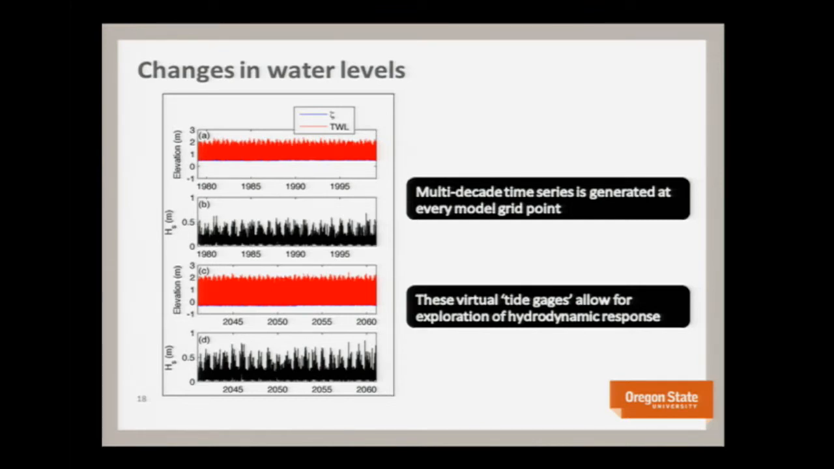What you have to remember is that we've got this computational grid which is made up of tens of thousands of grid points. At every single grid point, we now basically have a multi-decadal time series with a resolution of just a few minutes of what's going on with the water elevations and the waves. So it's as if we've gone out and instrumented all of Tillamook Bay and the outlying waters with tons of tide gauges and wave gauges. This gives you a really rich data set that you can look at.